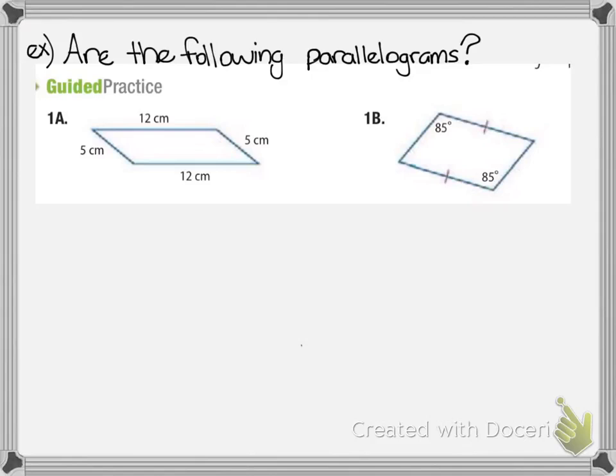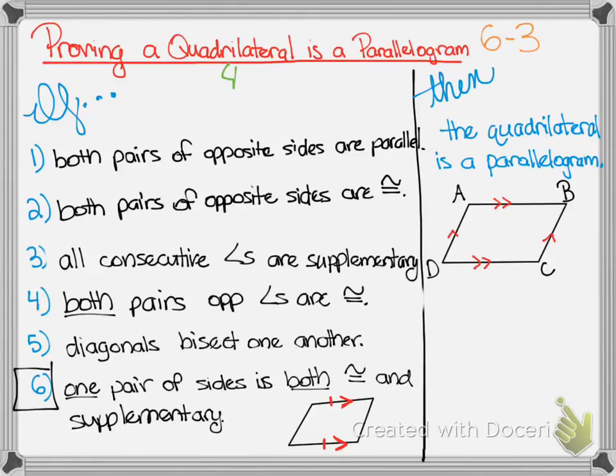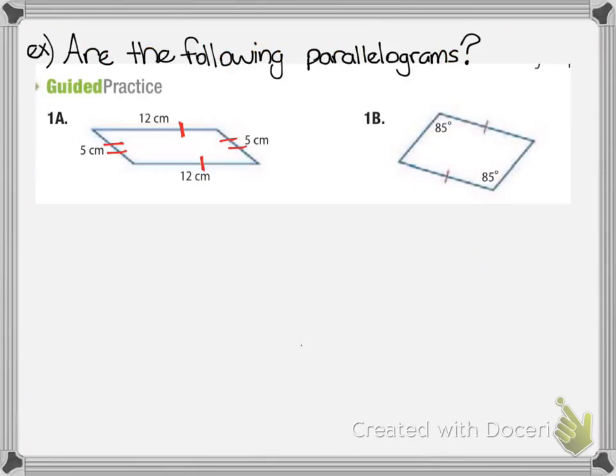So the first one, let's look at here. We have 12 and 12. So I know that those sides are congruent to each other. They have the same measure. And then I have 5 and 5. So can I say that that's a parallelogram? I know that both pairs of opposite sides there are congruent. So if you look back at your list, that was number 2. Both pairs of opposite sides are congruent. So yes, we can say that that's a parallelogram. Woohoo! Because both pairs of opposite sides are congruent.